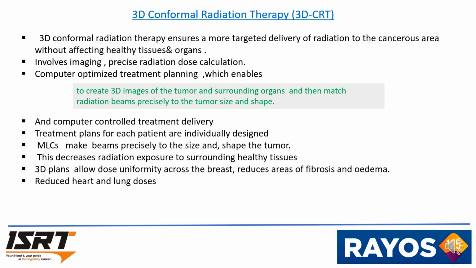Treatment plans for each patient are individually designed. MLCs shape the beams precisely to the size and shape of the tumor. This decreases radiation exposure to surrounding healthy tissues. 3D plans allow dose uniformity across the breast and reduce areas of fibrosis and edema. They also reduce heart and lung doses.